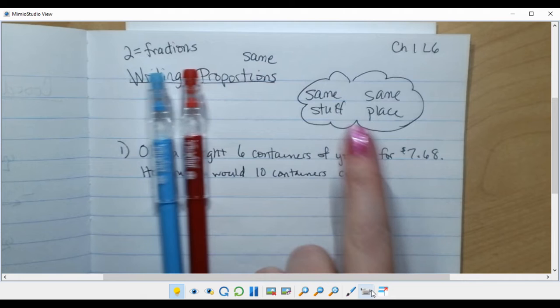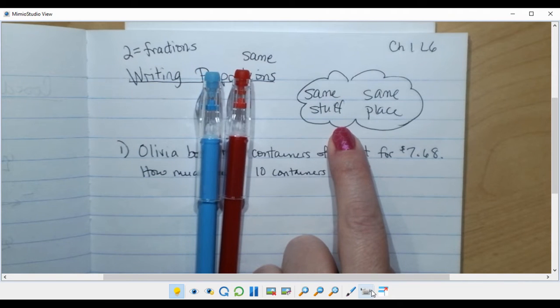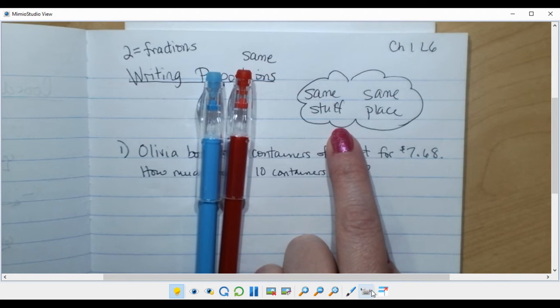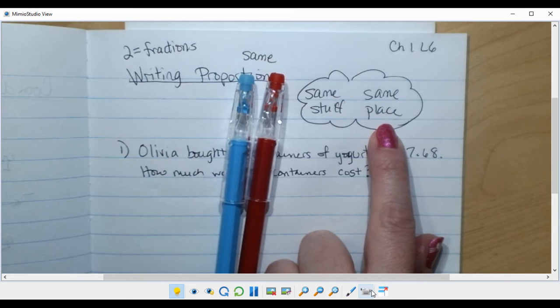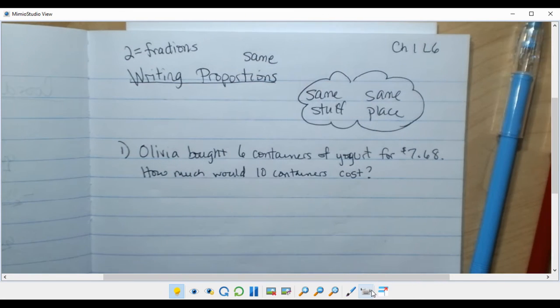All right. So my biggest hint is that the same stuff has to go in the same place. That doesn't mean anything to you at the moment, but very quickly it will. The same stuff, the same label, the same type of information needs to go in the same position within the proportion.